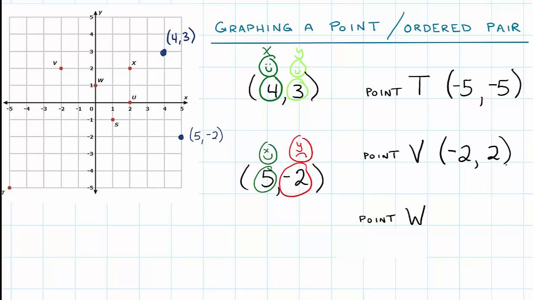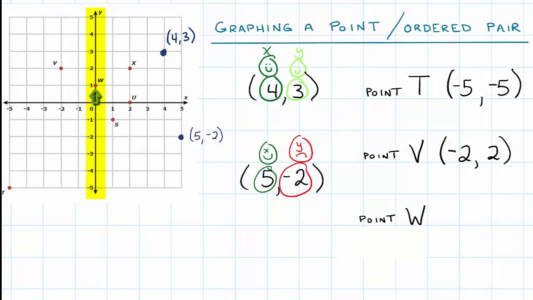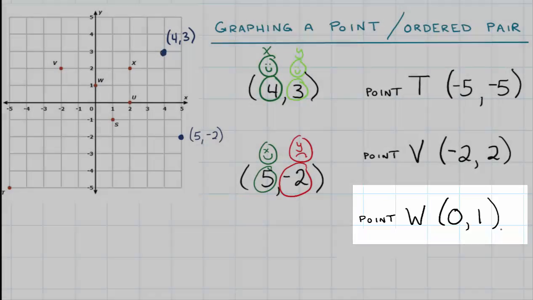The last 2 that I want to try out are a little trickier. Point W is directly on the y-axis, and it's right above our origin. So looking at my x value first, do I have to move to the left or to the right in order to get lined up with where W is? No. I'm not going anywhere on the x-axis. I'm staying right at 0. And to find where my point is plotted, I'm going to only go up 1 unit. And going up is in the positive direction on our y-axis. I would say that my ordered pair is 0 on the x-axis and 1 on the y-axis.